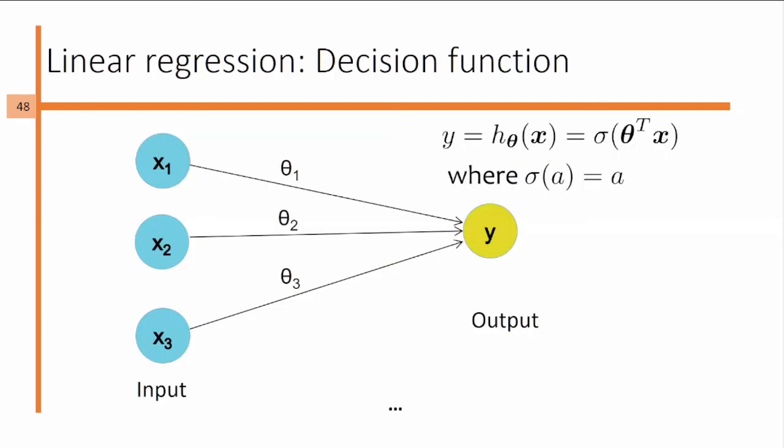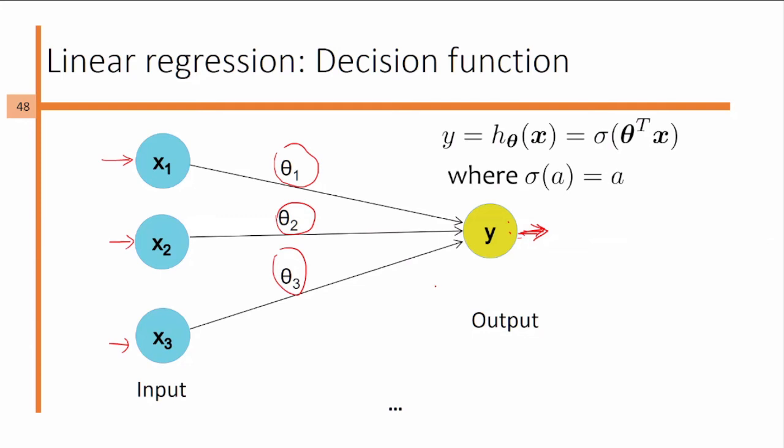So if I look at linear regression, this is my input. Just to review what we have done, this is my input. And then we learn these weight parameters, theta 1, theta 2. And then we have our output out here. So there are two layers here, the input and the output.